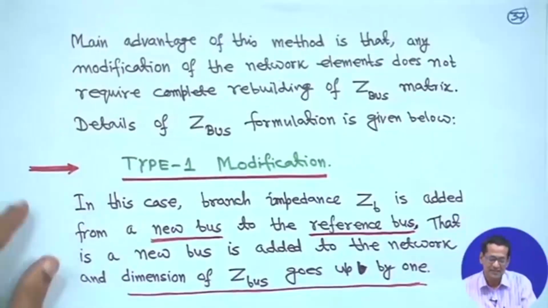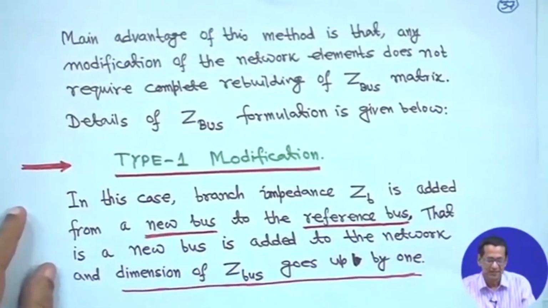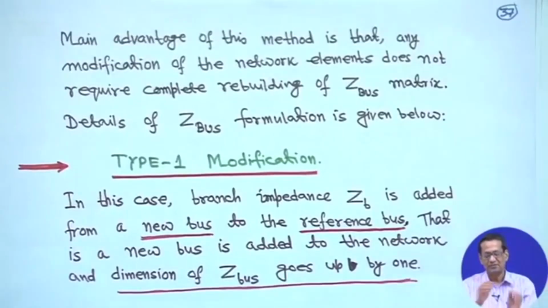The main advantage of this method is that any modification of a network element does not require complete rebuilding of the Z bus matrix. That means, if some modification is there in the network, using this algorithm the whole network need not be modified, only the certain portion where you need it. But if you go for inversion of the Y bus matrix, then even a small modification needs the whole inverse again, which is not desirable. So, that is why you go for the Z bus building algorithm.